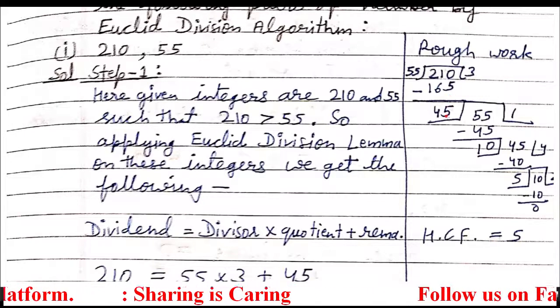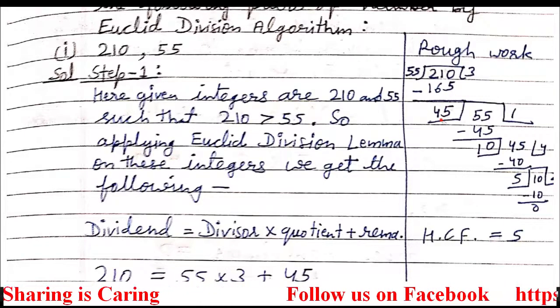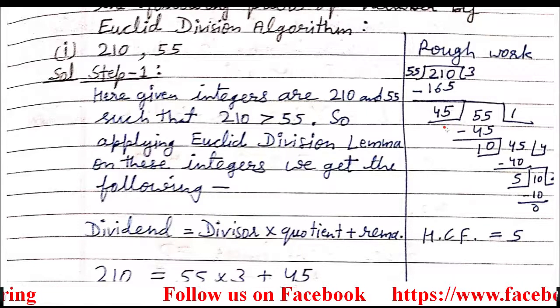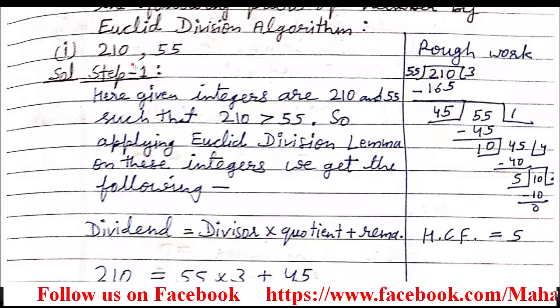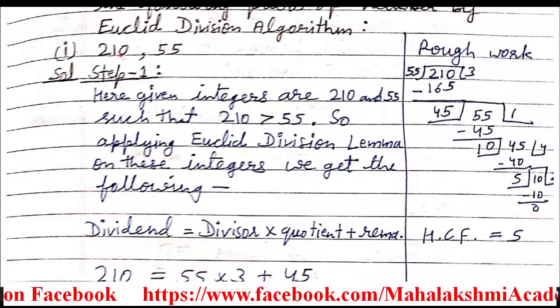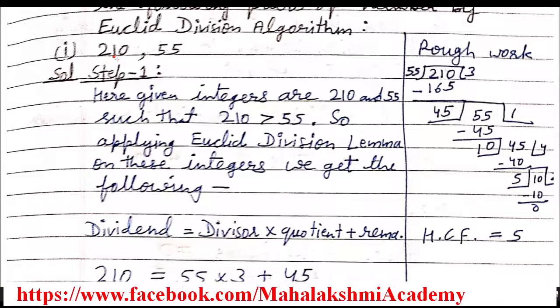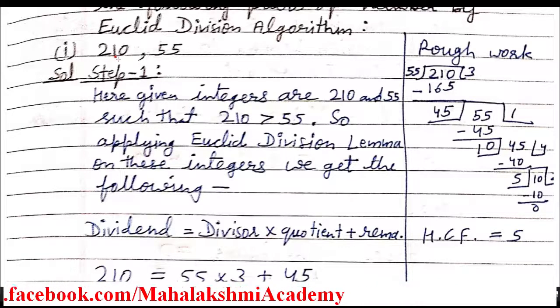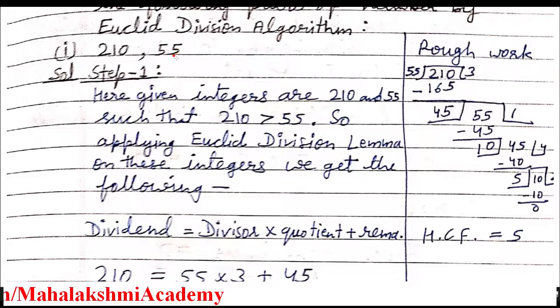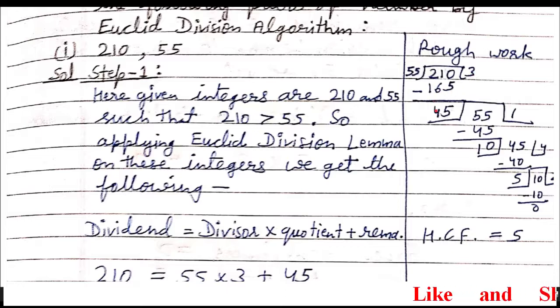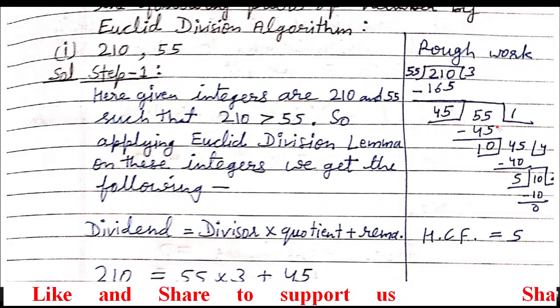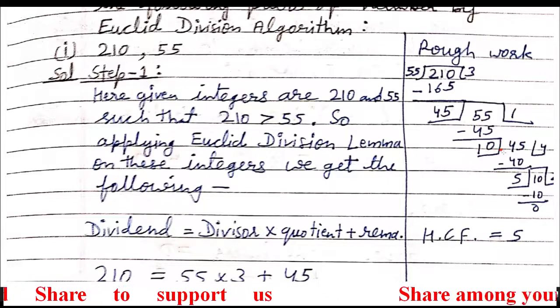HCF by the division method, which you might have understood in your previous classes. First, we have to select the greater number. The greater number is 210. That is going to be your dividend, and 55 is going to be our divisor. So we will divide them. When we divide, it goes 3 times, and the remainder is 45. Then again this 55 will come here, and we divide by 45. That is going to be 1 time, and the remainder is 10.